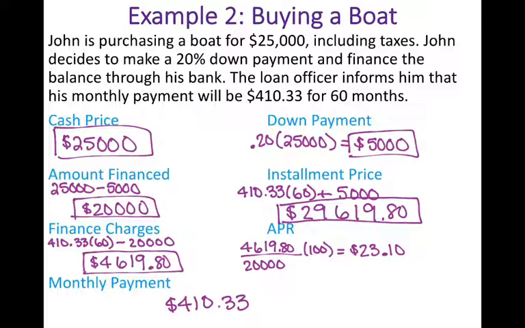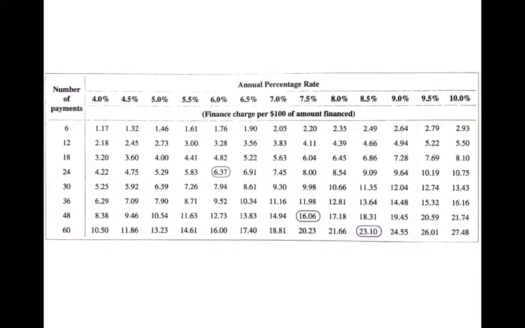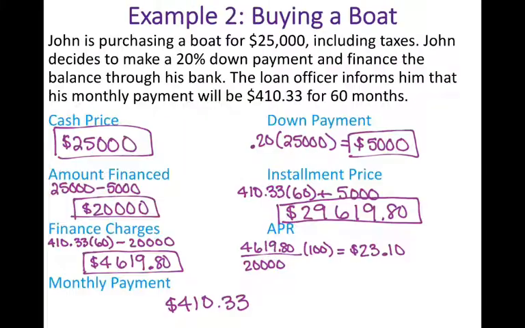So what I want to do now is look for 60 months on this table. So 60 months, that's this bottom row over here. And I want to find the one that's closest to 2310. Well, we do actually have one that's 2310. That is 8.5%. So that means my APR for this one is 8.5%.